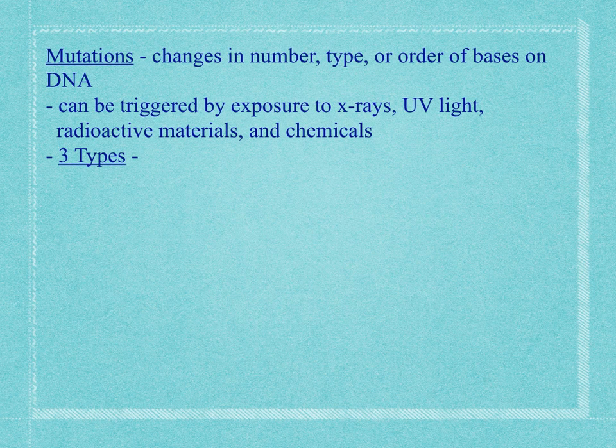And there are 3 types of mutations. So remember, this is changes in DNA. That's what a mutation is, a change in the DNA. So there's 3 types of mutations. The first one is called deletion. In deletion, what happens is one of the bases is left out. Most of this is happening during that replication phase. So you've got a base that's left out, so a whole base missing.